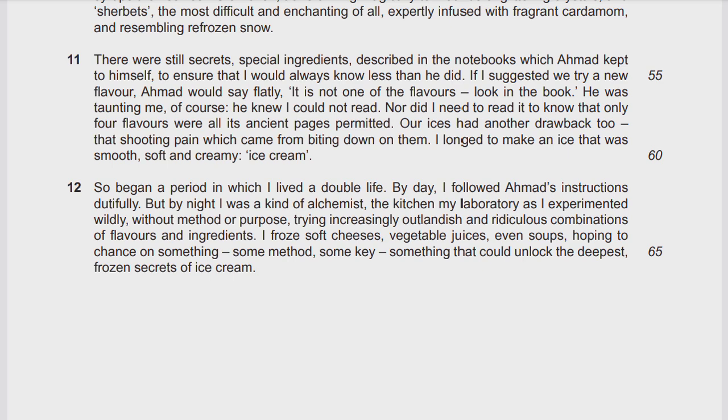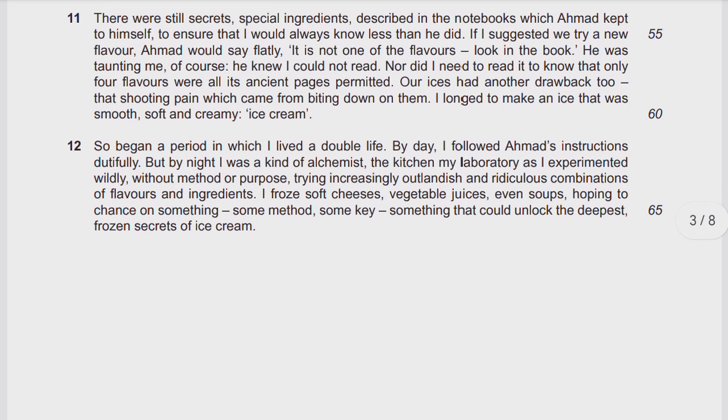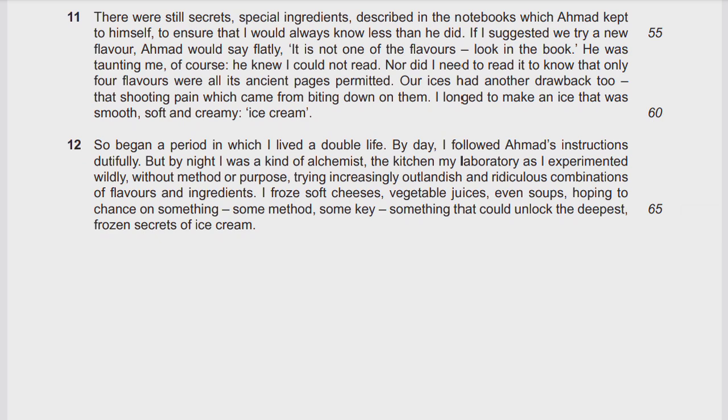Our ices had another drawback too, that shooting pain, which came from biting down on them. I longed to make an ice that was smooth, soft, and creamy. Ice cream. So began a period in which I lived a double life. By day, I followed Ahmed's instructions dutifully, but by night, I was a kind of alchemist. The kitchen, my laboratory, as I experimented wildly, without method or purpose, trying increasingly outlandish and ridiculous combinations of flavors and ingredients.